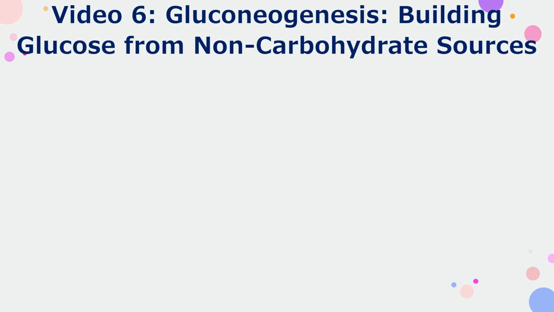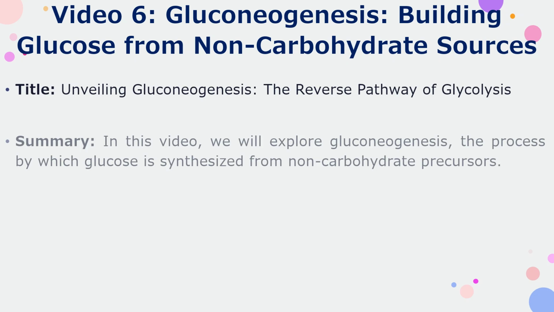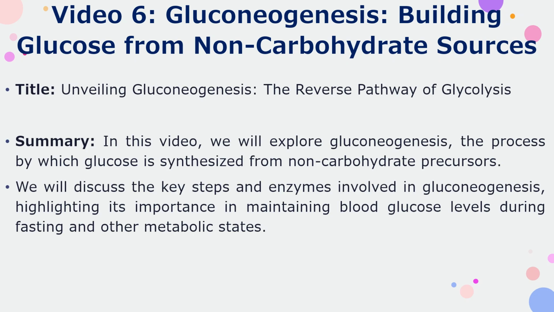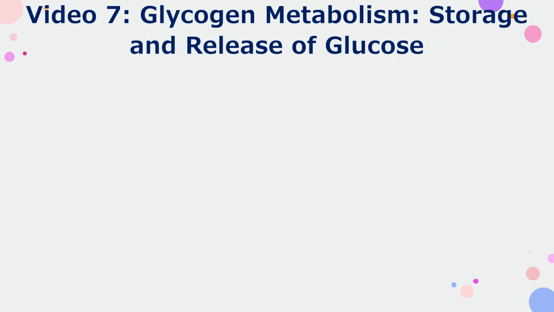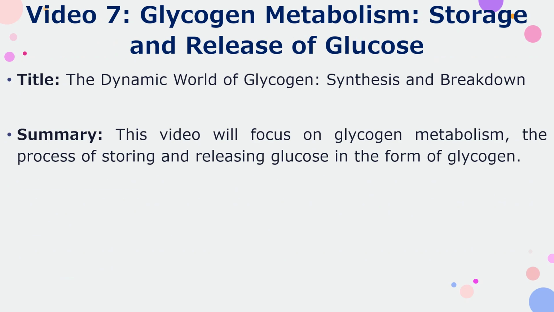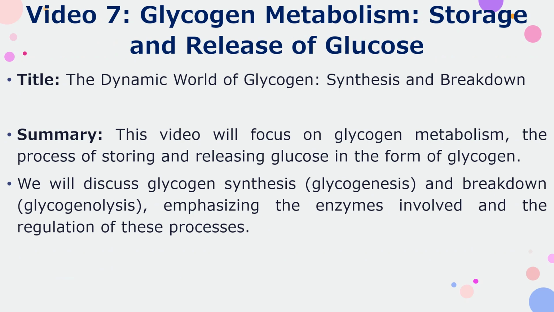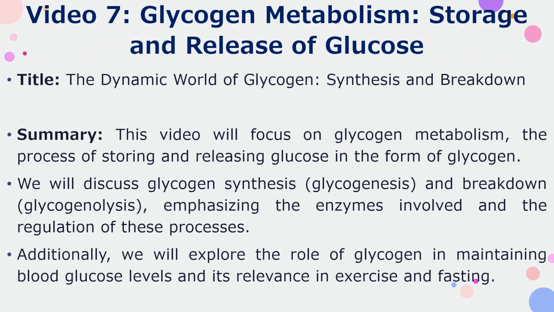Then we will have a video on gluconeogenesis through different non-carbohydrate sources. So the synthesis of glucose by different sources other than carbohydrate, and their regulations. Then we will have two important processes for glycogen metabolism, which are glycogen synthesis, that is glycogenesis, and degradation of glycogen, that is glycogenolysis. So we will see both the glycogen degradation and synthetic processes.